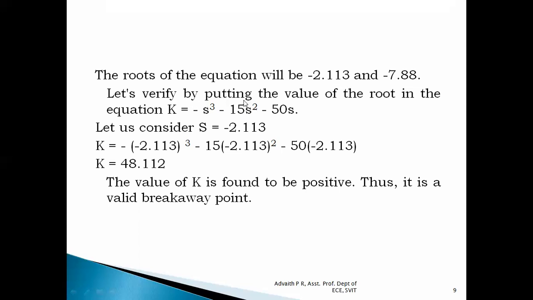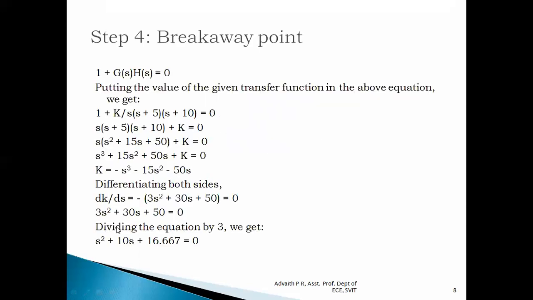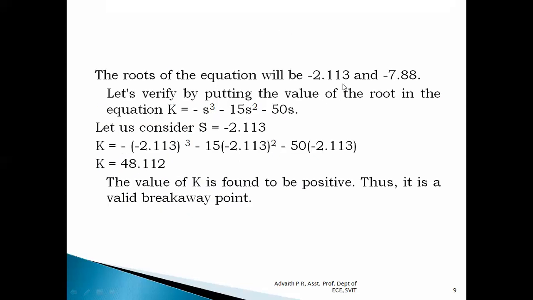Let's verify that by putting the value of the root we have got in the equation K equals minus s cubed minus 15s squared minus 50s. When we substitute s as minus 2.113 in the above equation, we get the value 48.112, which is a positive value. So the value of K is found to be positive, and hence this s value, minus 2.113, can be considered a valid breakaway point.